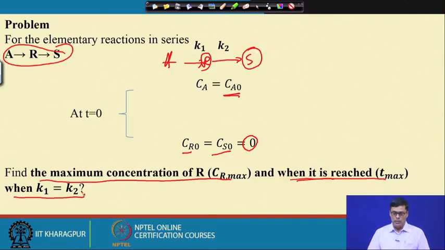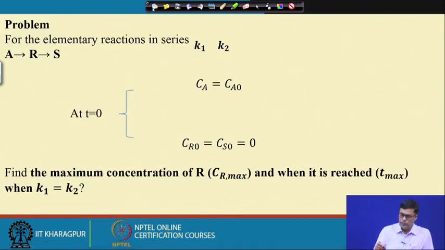Previously we did not assume K1 equal to K2; we assumed that K1 and K2 are different when we developed the correlation. Now, this particular problem deals with what will happen when K1 is equal to K2. So we use two different approaches to solve this problem.